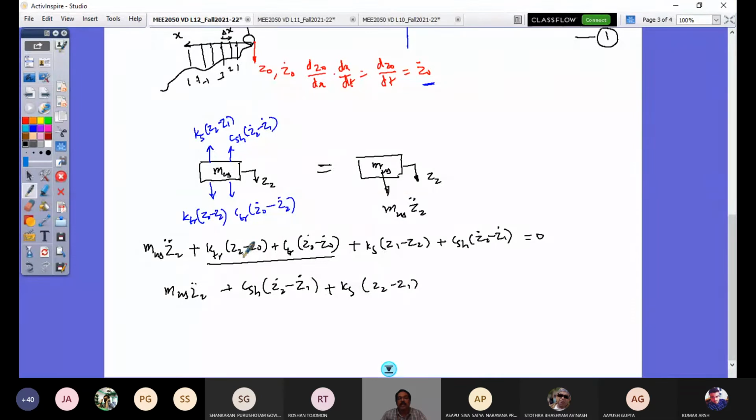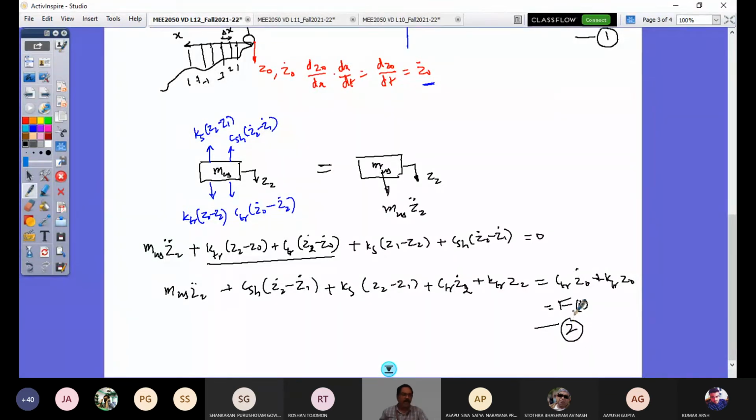Z2 is what is connected to the sprung mass, so I would retain these terms here itself. So that's going to be plus CTR Z2 dot plus KTR Z2. And on the other side, I will have CTR Z naught dot plus KTR Z naught. And this is what is F of T. So this is the road excitation, equation number 2. Do you have any doubt?